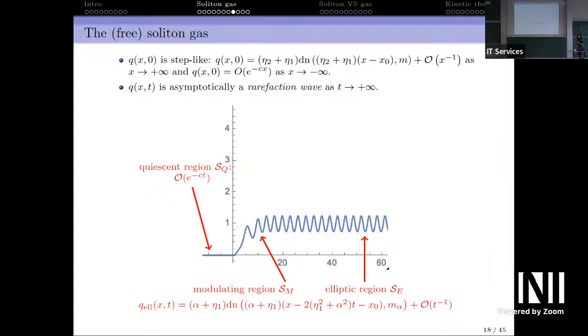So just a last comment, this is asymptotically a rarefaction wave. So all of this profile moves to the right. So you have a rarefaction wave as t goes to infinity. You're gonna see some video shortly.